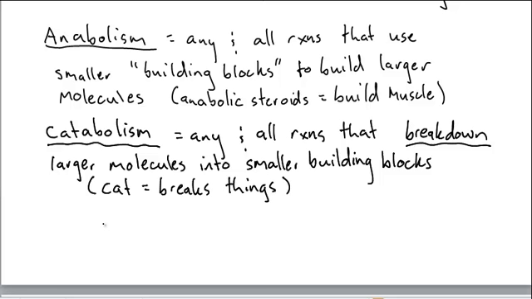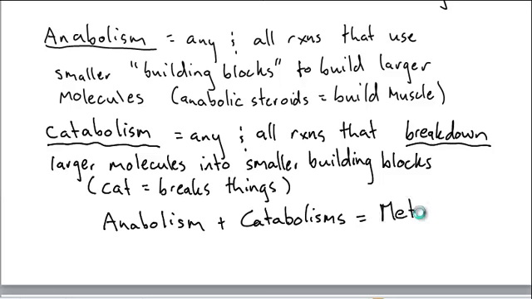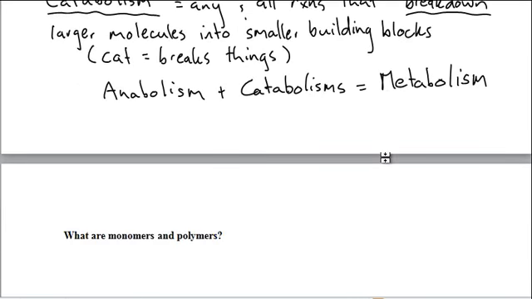So at the end of the day, if you take anabolism, all the anabolic reactions, plus catabolism, all the catabolic reactions, add them together, you get metabolism in your body. We're going to look in particular throughout the digestive system at some of the details of this. Probably don't need the S on the end of catabolism here.